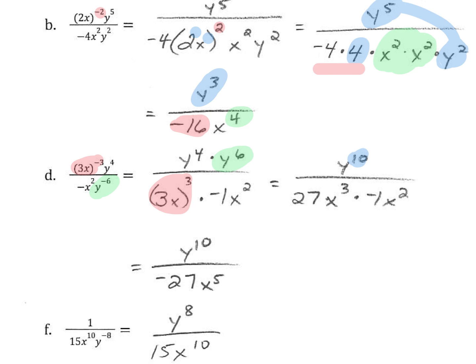And to our last step, 27 times negative 1 is negative 27. x to the third times x squared simplifies to be x to the fifth. We add those exponents. Now we're done.